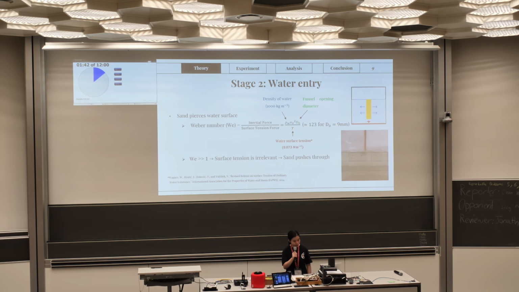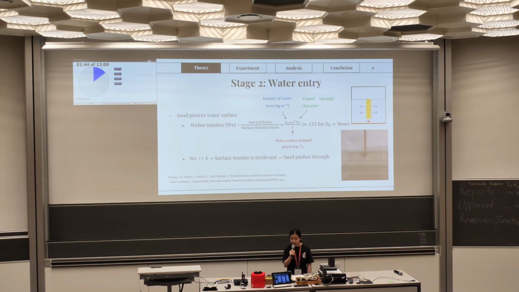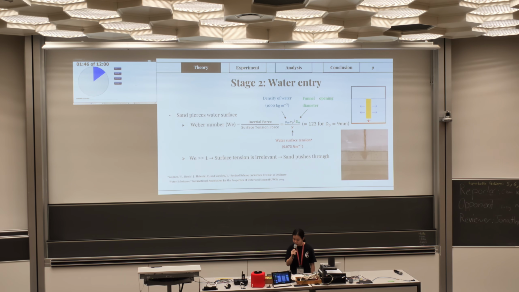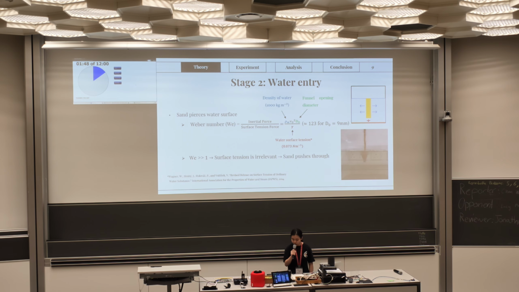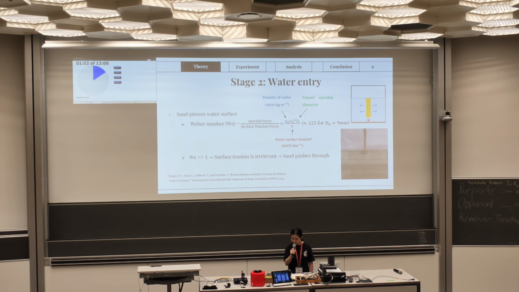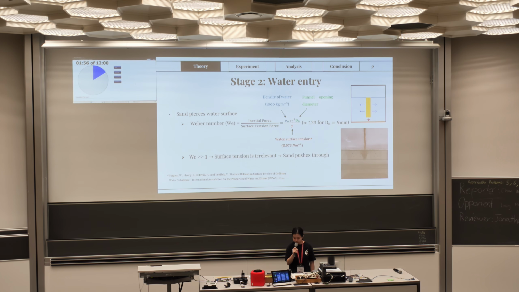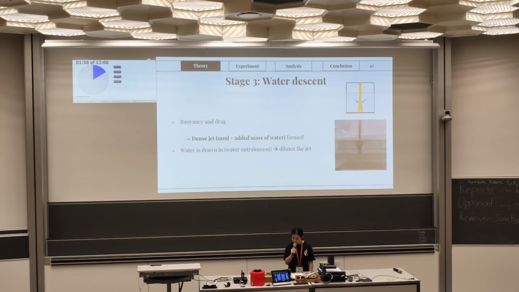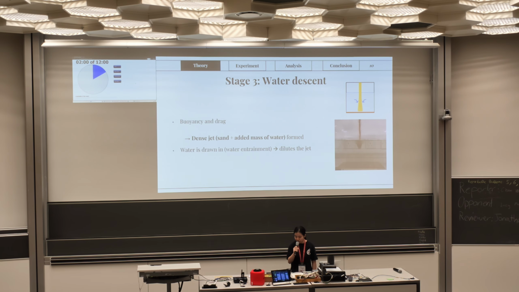manageable. In stage 2, the sand pierces the water surface. We check the Weber number, which is the ratio of inertial to surface tension forces, and find it to be much greater than 1. So surface tension is irrelevant and the sand pushes through. In stage 3, the sand and water form a dense jet due to the buoyancy and drag.